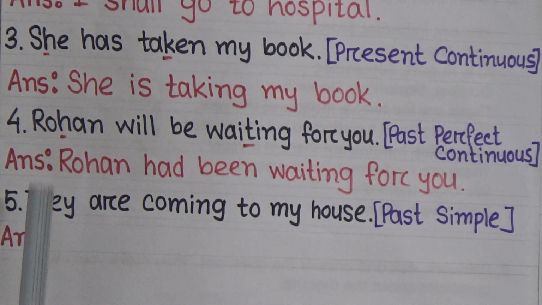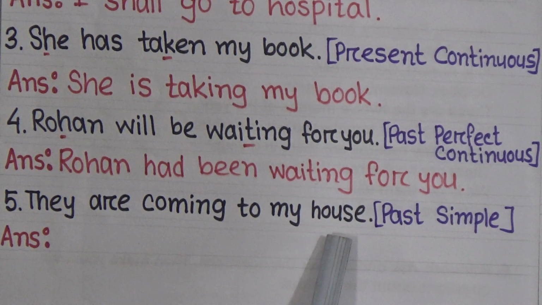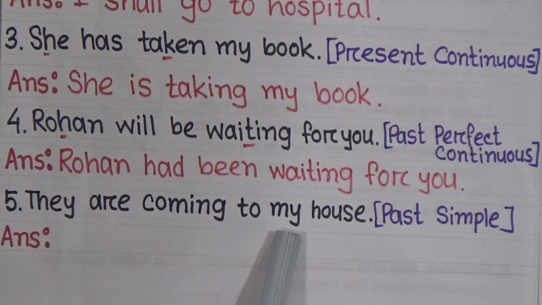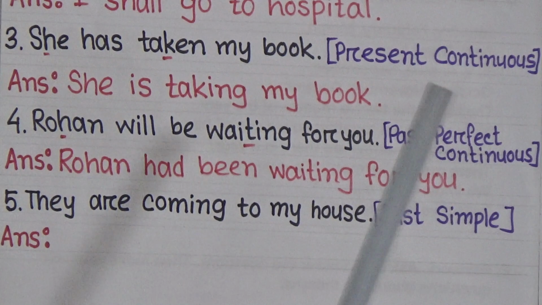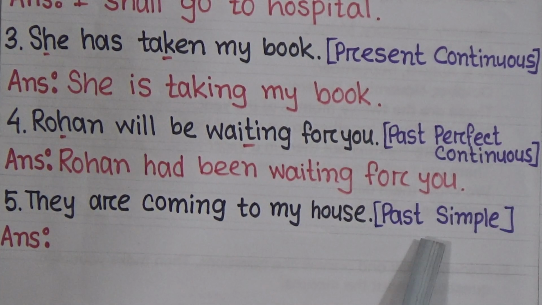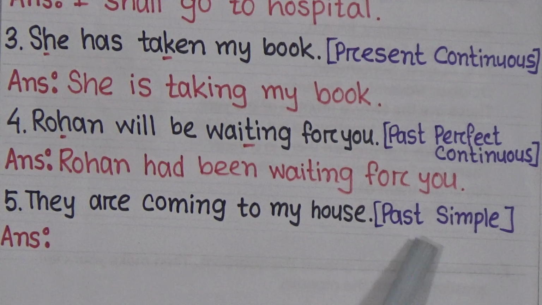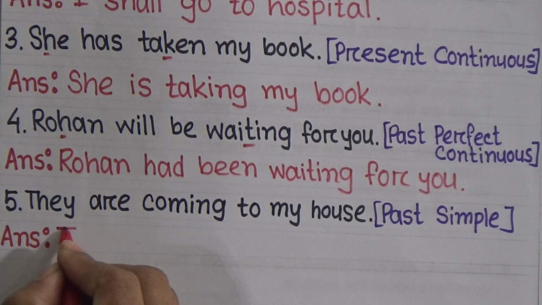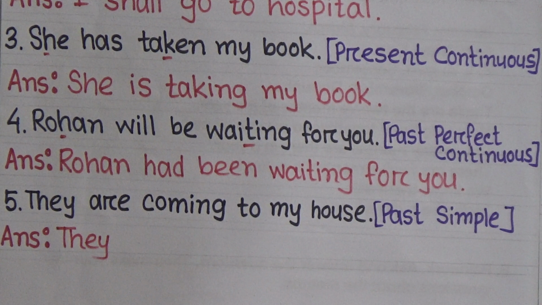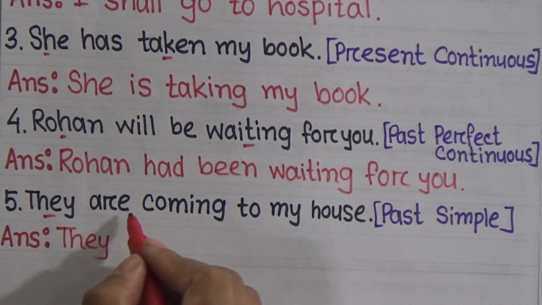Now last, number 5, they are coming to my house. This is in present continuous tense, and we have to change the sentence into past simple tense or past indefinite tense. So we all know the structure of past simple tense. The structure is subject plus verb, and the verb will be in past form, and then object plus extra. So first we are writing the subject they. So they, it is, we know, pronoun and subject as given, and here are coming.